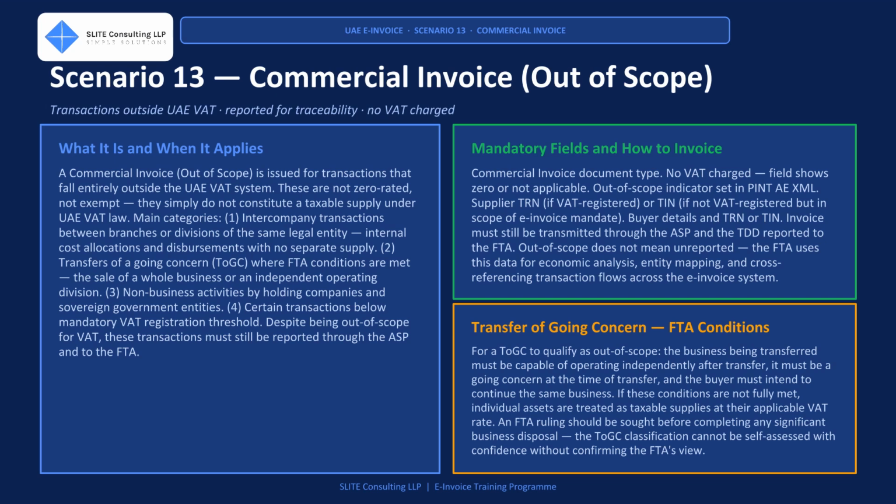For transfer of going concern, the business must be capable of operating independently, must be a going concern at transfer, and the buyer must intend to continue it. An FTA ruling should be sought before any significant business disposal. TOGC cannot be self-assessed with confidence.